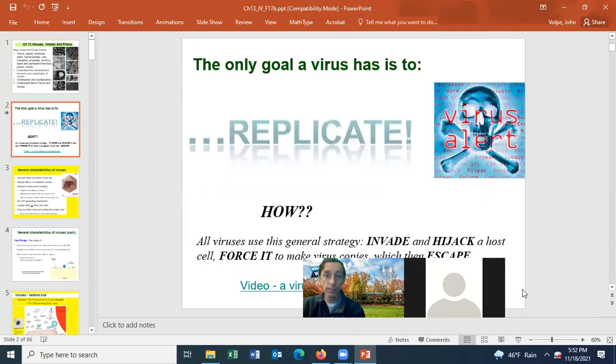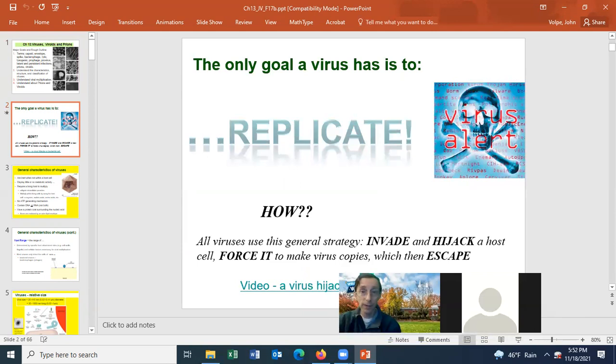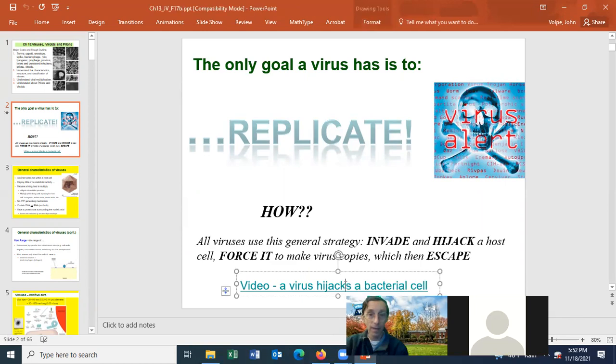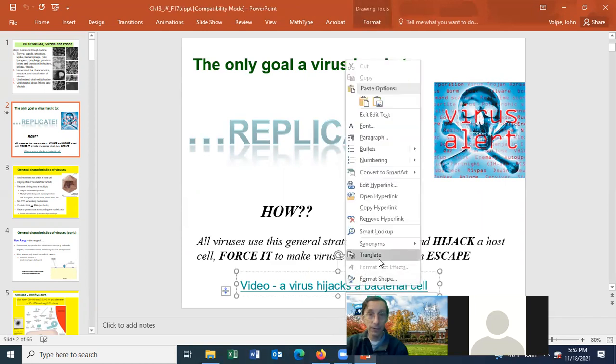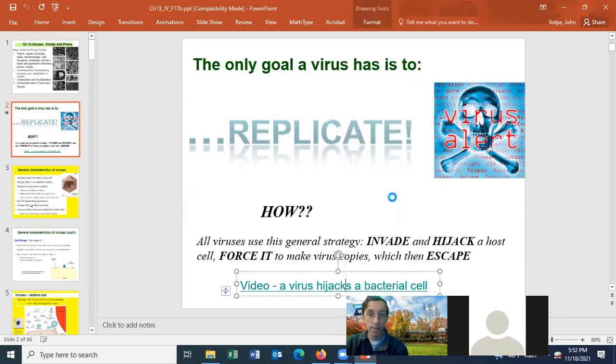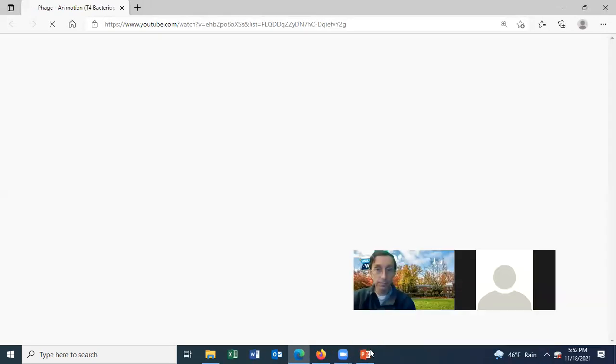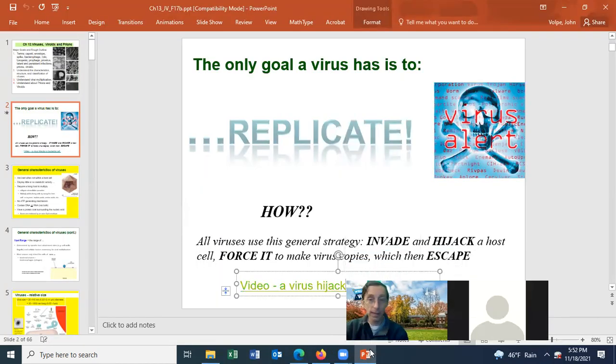The only goal of a virus is to replicate. How do viruses do this? Their general strategy is to invade a host cell, hijack the host cell, and take it over. Force it to make new viruses, which then escape from the host cell.